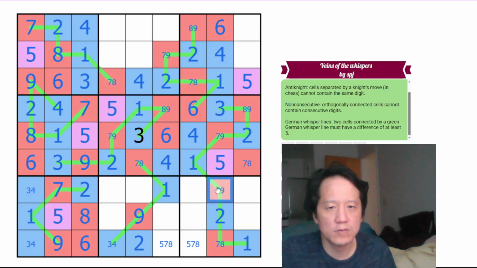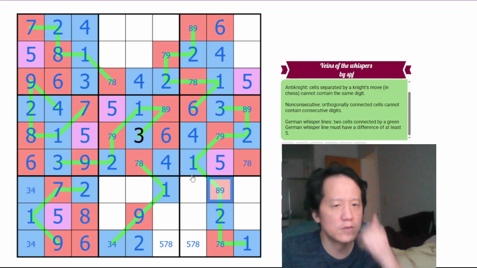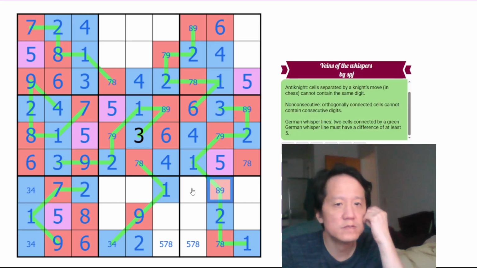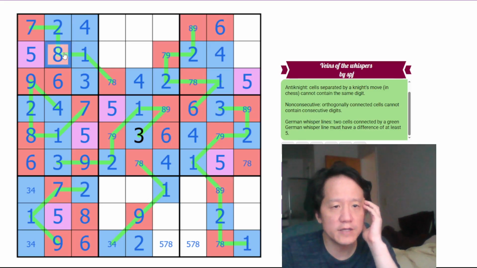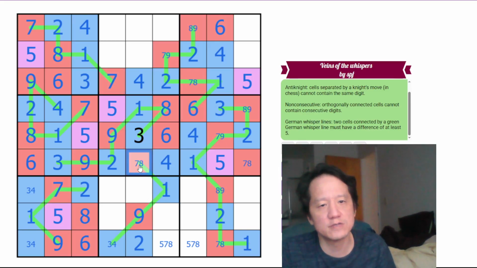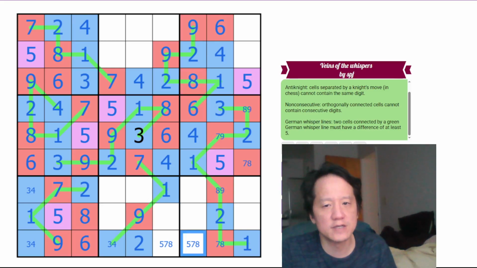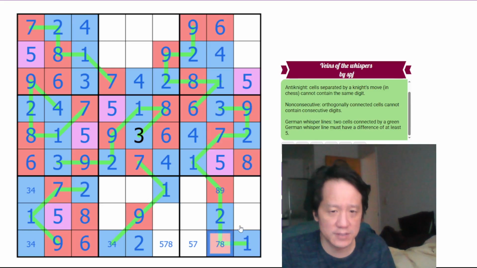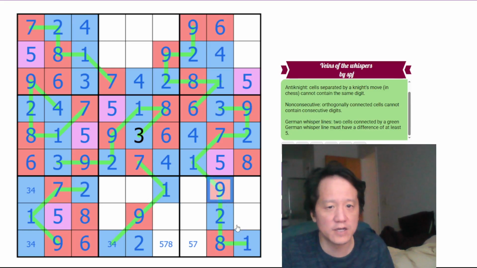Eight cannot be here because of anti-knight, so this must be 7, which makes this 9, which makes this 8, which makes that 7. This 7 also makes this 9, and this 8, which makes that a 9. This cannot be 8 here. This 8 eliminates 8 here, so this is 9, this is 7, this is 8. The 7 eliminates 7 here, so this is 8, this is 9.